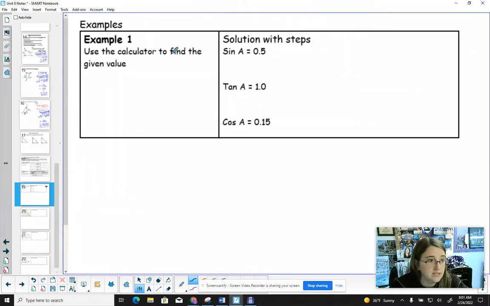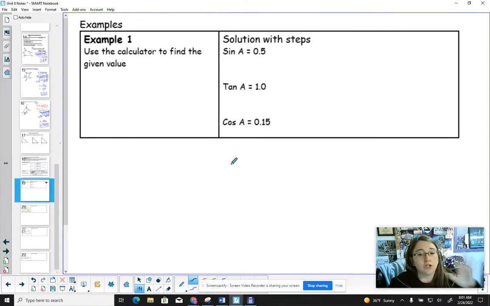So let's go ahead and practice this. We'll start off in example 1 with practicing going into the calculator. What we've done before is that the trig function and the angle are married to each other, right? Sine A, they have to go together. But what if I don't know the angle? What ends up happening here is we invert this. Again, invert means to flip or to switch.